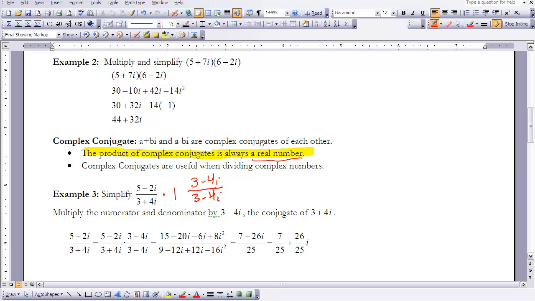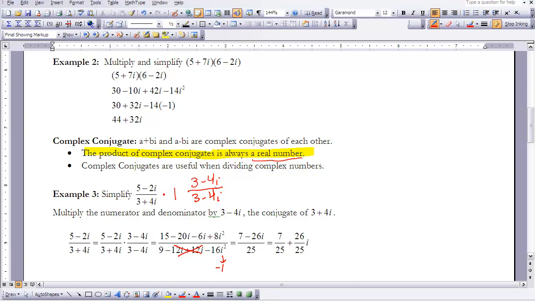So when we do that, when we multiply by the complex conjugate, this middle term goes away, and because we're multiplying by a -1 here, our i's are going to disappear as well. So on the bottom, 9 minus a positive 16, I'm sorry, that would become 9 plus a positive 16. That would give me 25.